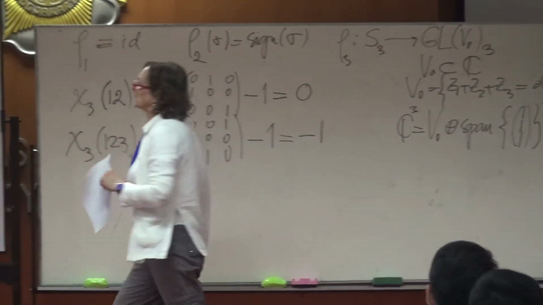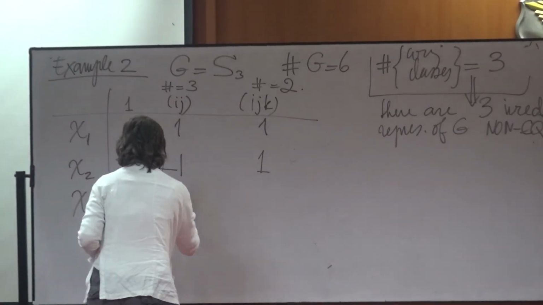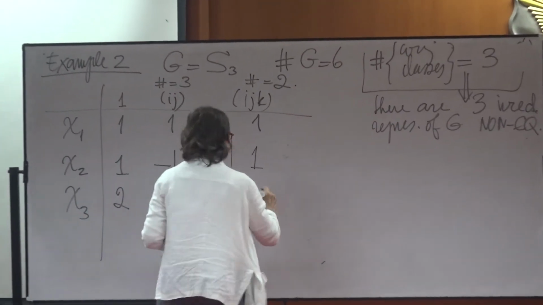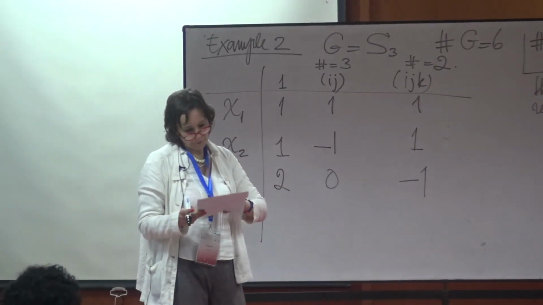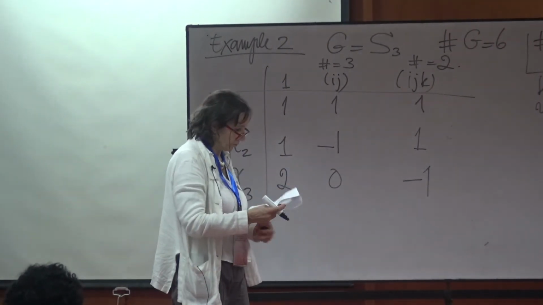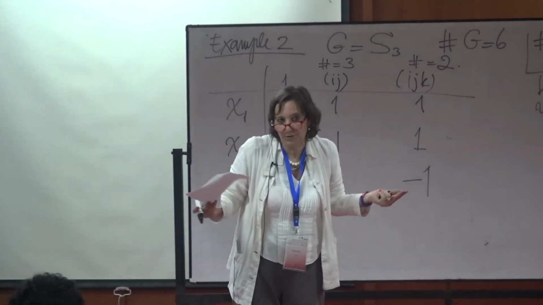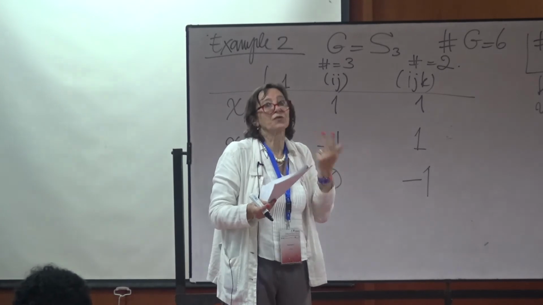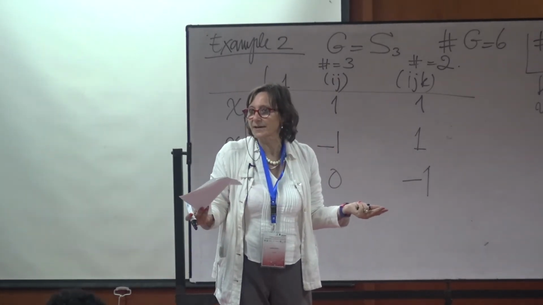So I complete the character table. On the transposition is 0, and on 3 cycles is -1. Maybe you could always ask, but why don't I use 2 by 2 matrices, right? You could also ask that. Oh no, you have to fix a basis of V0 and check what the representative matrix is there.